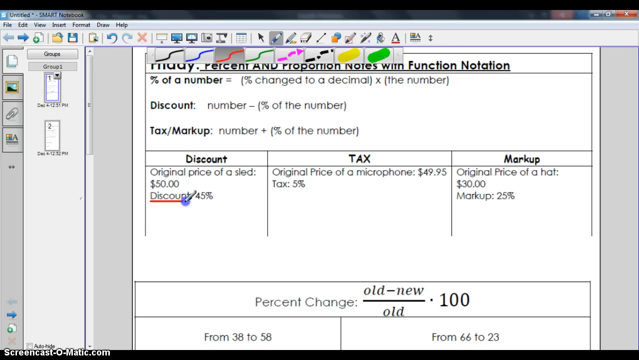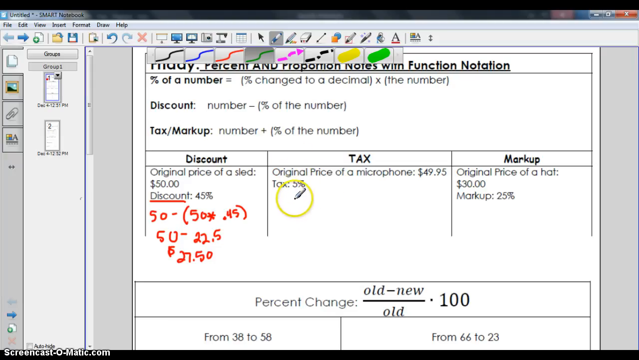So for this one, it's a discount, which means we're going to be subtracting. So we're going to take 50 minus 50 times our percent as a decimal, so 0.45, or just divided by 100. If we multiply that in our calculator, it'd be 22.50, and we subtract, we would have $27.50 that we would have to pay for our sled that's discounted. Yay, on sale.